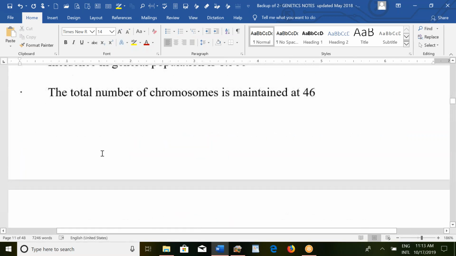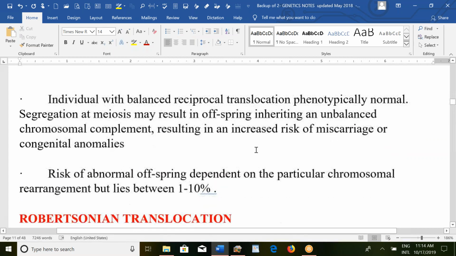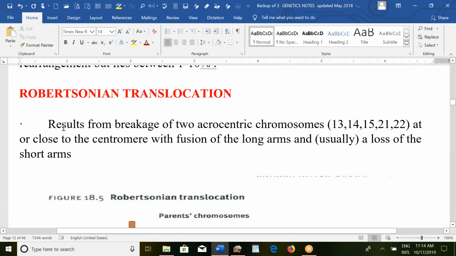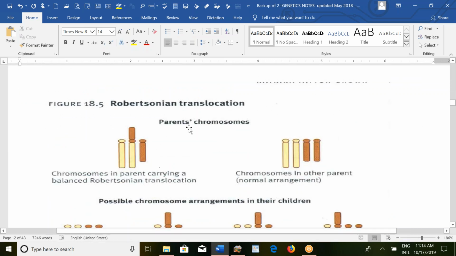So here, if you have noticed, the change took place in at least two metacentric chromosomes. Robertsonian translocation results from breakage of two acrocentric chromosomes, 13, 14, 15, 21, and 22, at or close to the centromere, with fusion of the long arms and usually a loss of the short arms. So, acrocentric chromosomes. Look at this one.